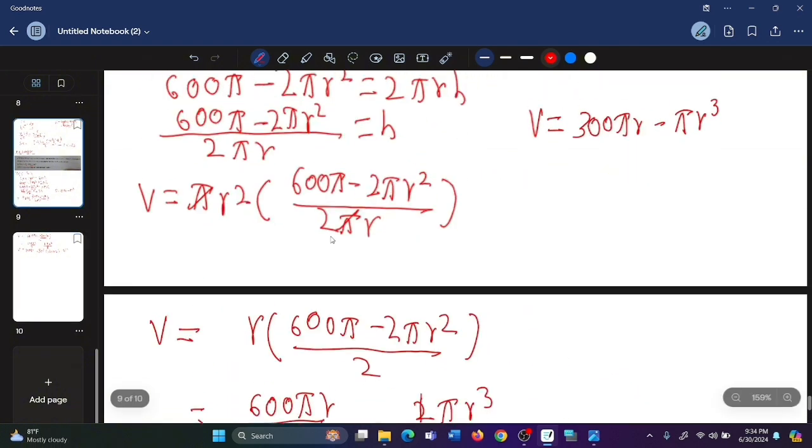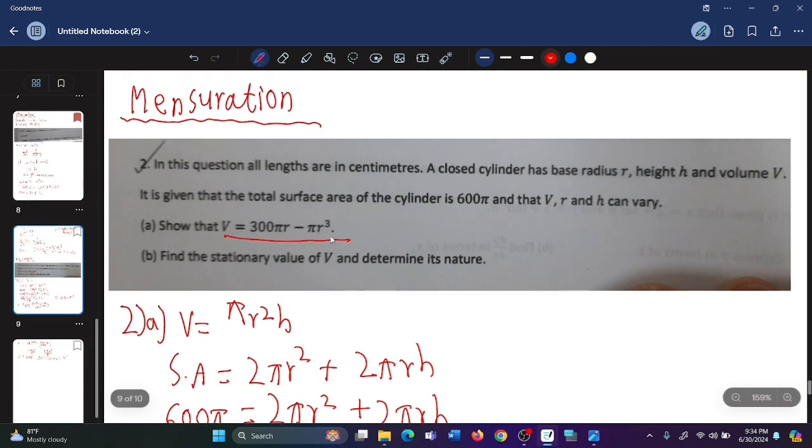Now let's look at part B. In part B, we are asked to find the stationary value of V and determine its nature. As we learned in the stationary point segment, the stationary point of a curve happens whenever there is a zero gradient. So how do we find it? We differentiate the curve, equate that derivative to 0, then we find the r value.